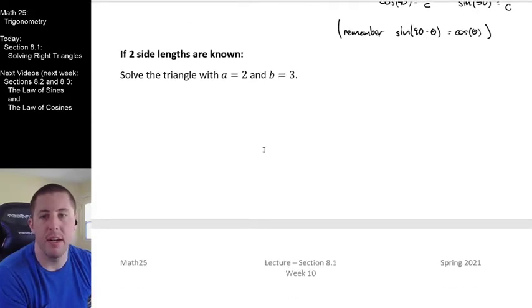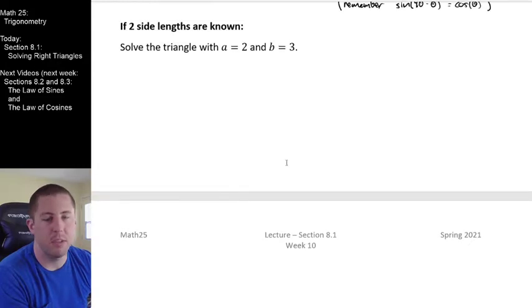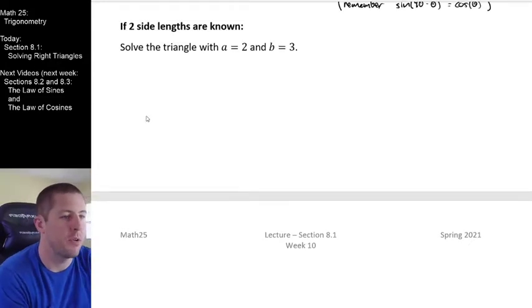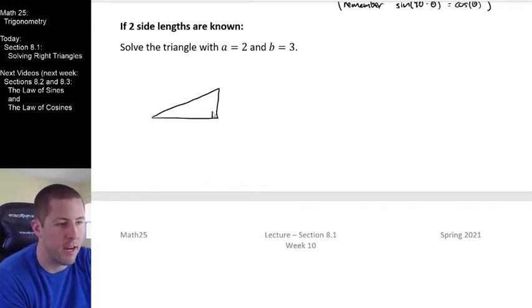Okay, so let's do another here. If 2 side lengths are known, let's go ahead and solve the triangle with A being equal to 2 and B being equal to 3. So I'm noticing here right away that I don't have any angle information for myself, right? Which makes this quite a bit different than the previous problem. So I'm going to immediately go into drawing my right triangle right here. A is 2 and B is 3.